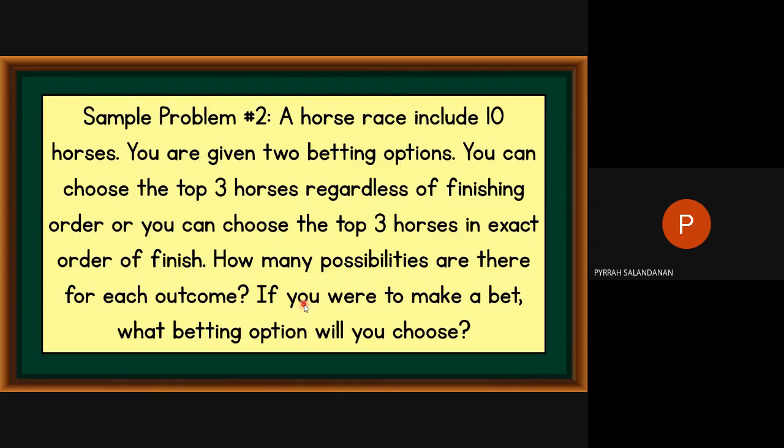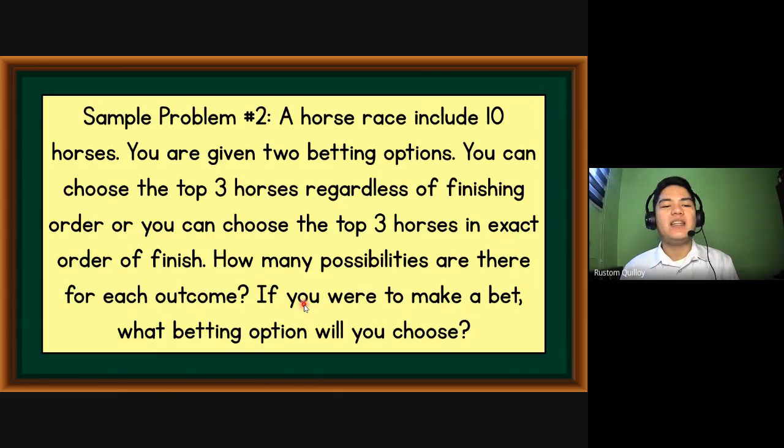A horse race includes 10 horses. You are given two betting options. You can choose the top 3 horses regardless of finishing order, or you can choose the top 3 horses in exact order of finish. How many possibilities are there for each outcome? If you were to make a bet, what betting option will you choose?